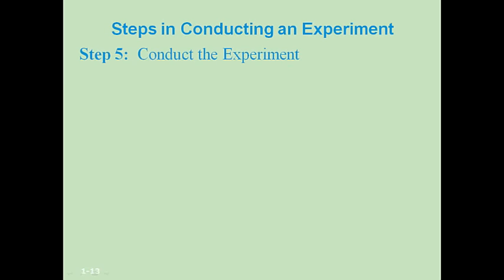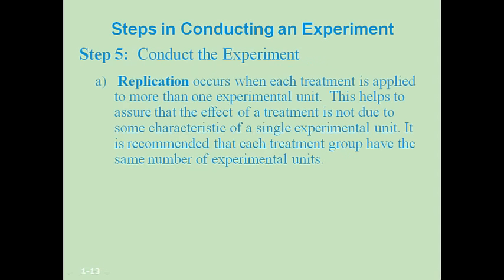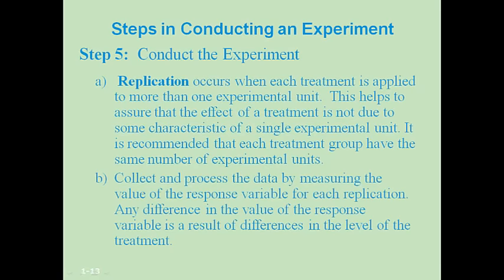Step 5 is to actually now conduct the experiment. Replication occurs when each treatment is applied to more than one experimental unit. This helps to assure that the effect of a treatment is not due to some characteristic of a single experimental unit. It is recommended that each treatment group have the same number of experimental units. Then we collect and process the data by measuring the value of the response variable for each replication. Any difference in the value of the response variable is a result of differences in the level of the treatment.